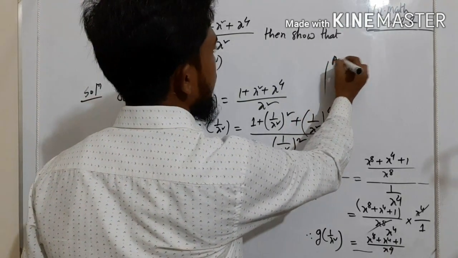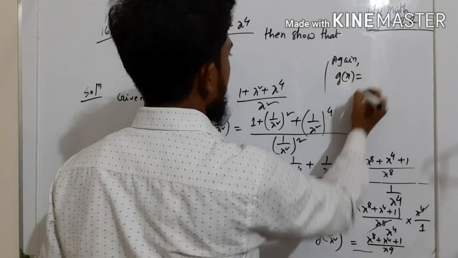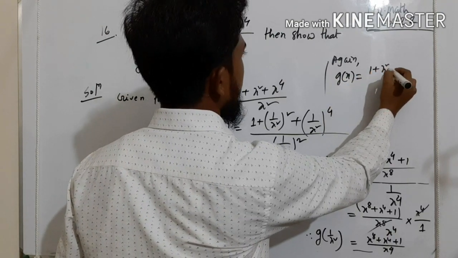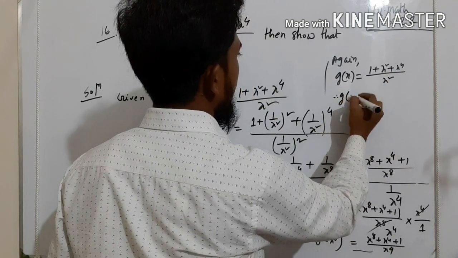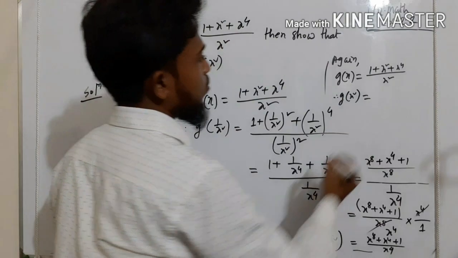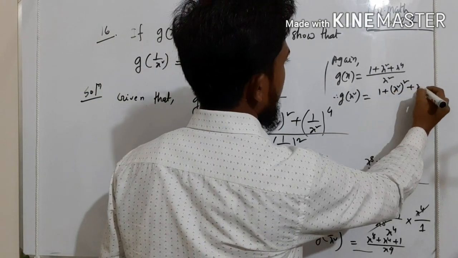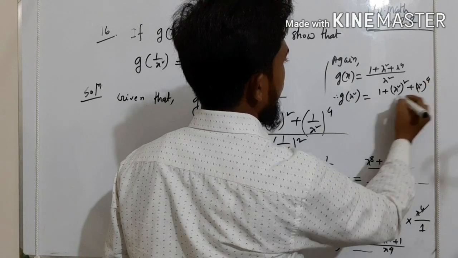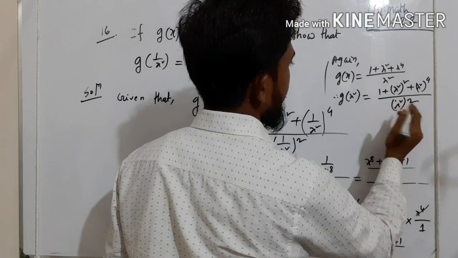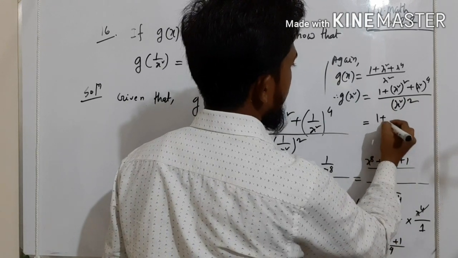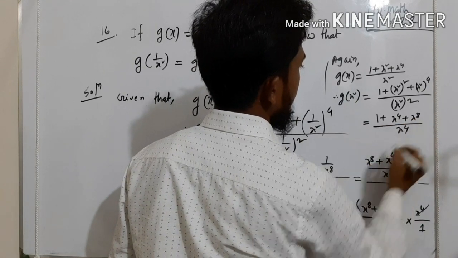Again, g of x equal to 1 plus x square plus x power 4 divided by x square. So g of x square equal to 1 plus x square plus x square whole to the power 4 divided by x square. So 1 plus x power 4 plus x power 8 divided by x power 4.